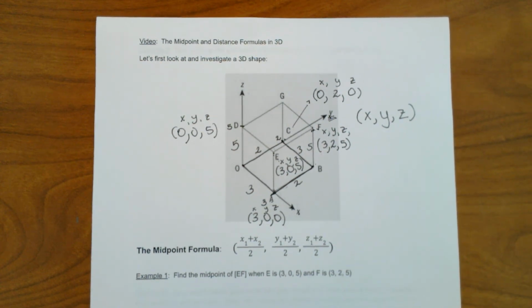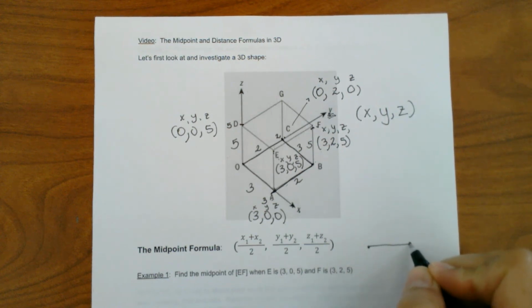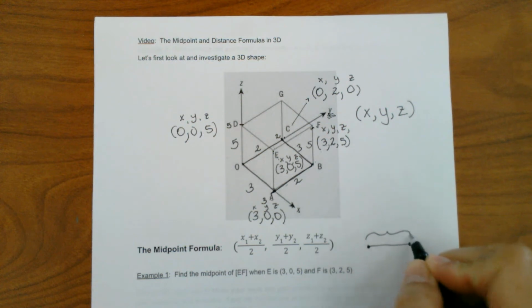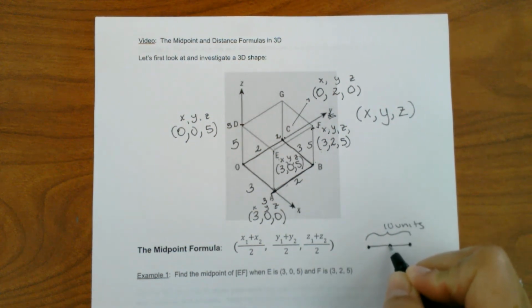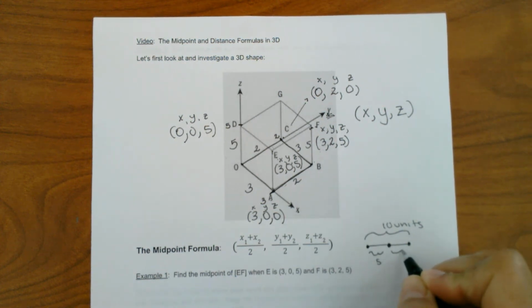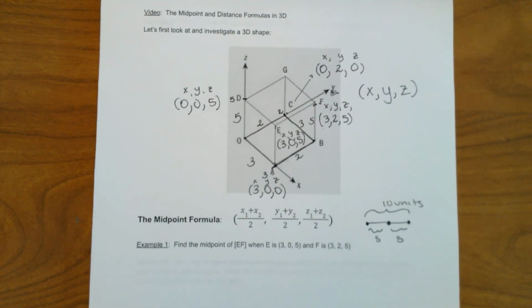That has been the investigation of the 3D shape. Now let's look at midpoints. Remember, midpoint is the middle point of a segment. So if we have this segment right here, and let's say that this is 10 units long, the midpoint would cut it in half. This would be 5 units, and this would be 5 units. It would be the middle point. Okay, so that's what we're going to find.